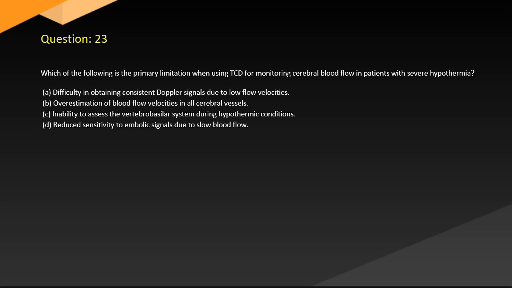Question 23. Which of the following is the primary limitation when using TCD for monitoring cerebral blood flow in patients with severe hypothermia? A. Difficulty in obtaining consistent Doppler signals due to low flow velocities. B. Overestimation of blood flow velocities in all cerebral vessels. C. Inability to assess the vertebrobasilar system during hypothermic conditions. D. Reduced sensitivity to embolic signals due to slow blood flow.